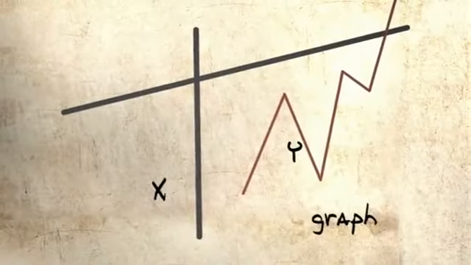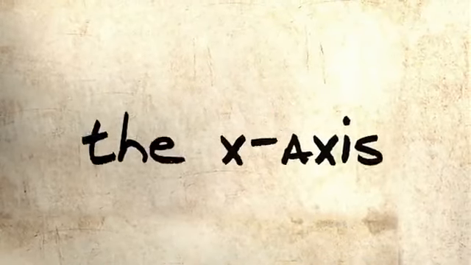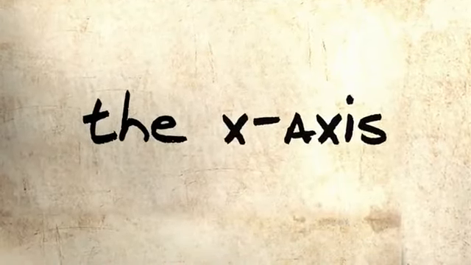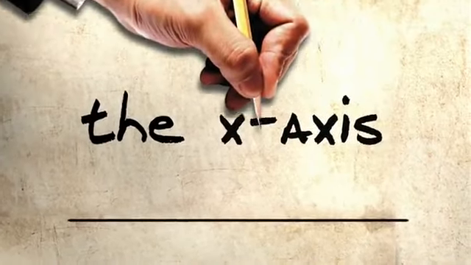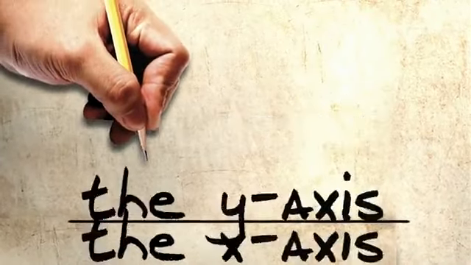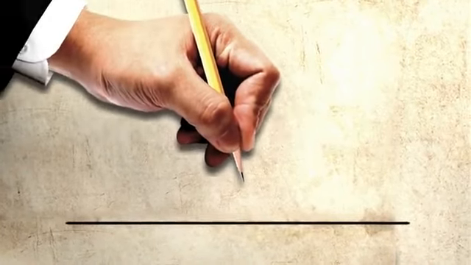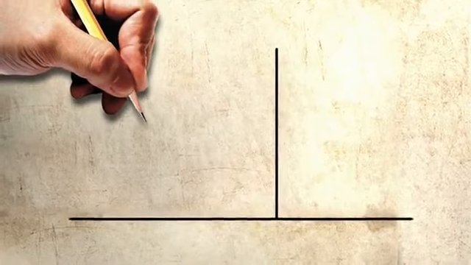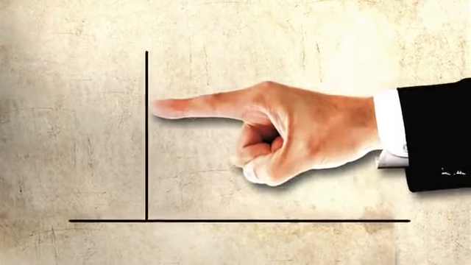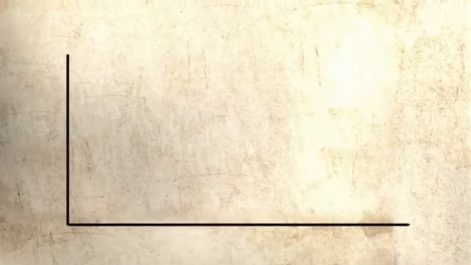No. Let's start from the right beginning, the x-axis. The x-axis needs to be a horizontal line at the bottom of your graph. Yes, that's right. Now we will draw our y-axis. This one's vertical. No. Your y-axis needs to be on the left edge of your x-axis. Now we're on to something.